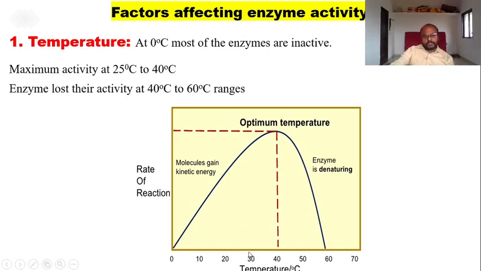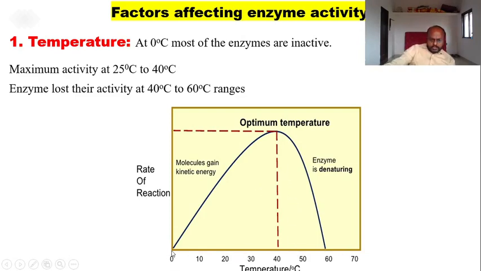But if you plot the graph of temperature versus the rate of reaction, then we will get a bell-shaped graph. This is actually the optimum temperature. Here the optimum temperature is about 25 degrees Celsius to 40 degrees Celsius.